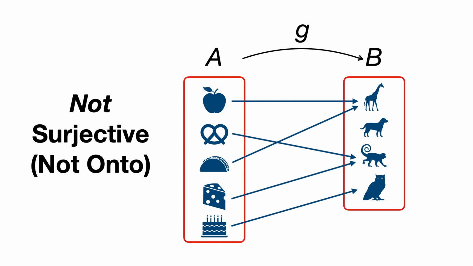If we were to change the function slightly, such as this, then it's no longer surjective. In this case, there is no element of the domain that maps to the dog. So this new function is not surjective.